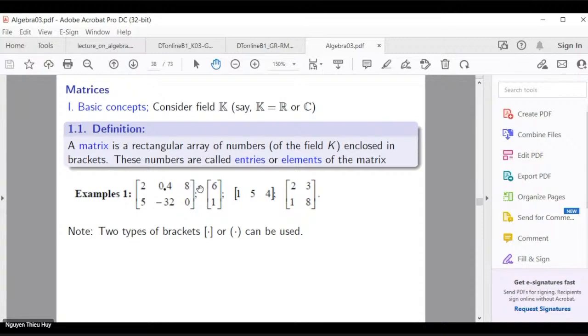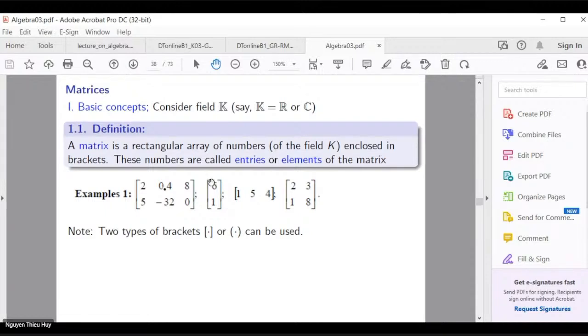Each entry here is a number, a real number, and we use brackets here. But there are two types of brackets that you can use. If you don't like square brackets, then you can use round brackets if you like. You are allowed to use either of the two types: square brackets, as I use here, or round brackets.